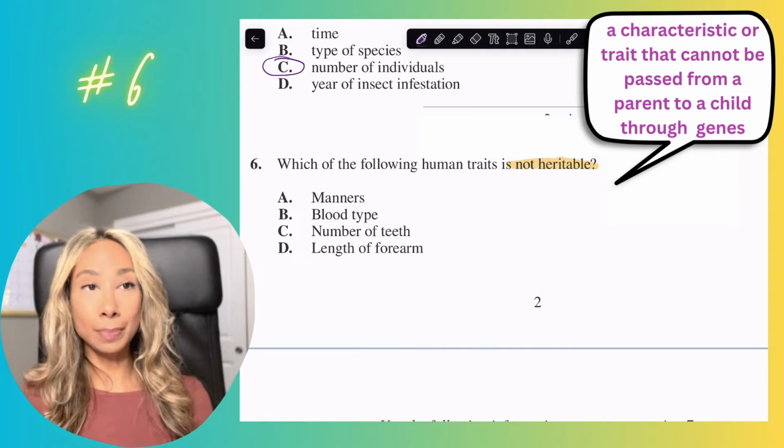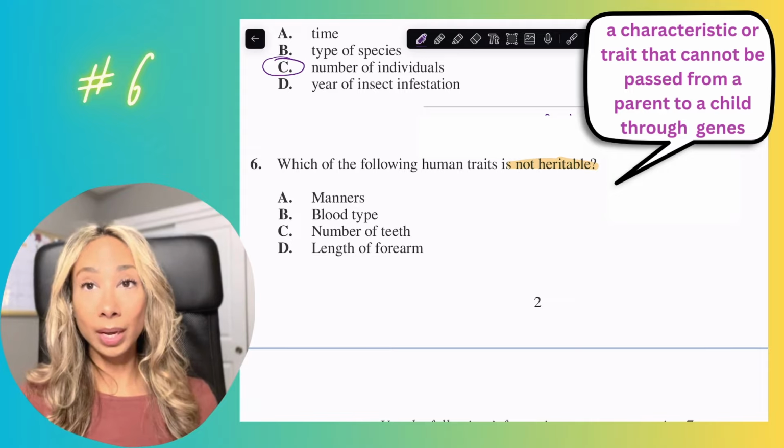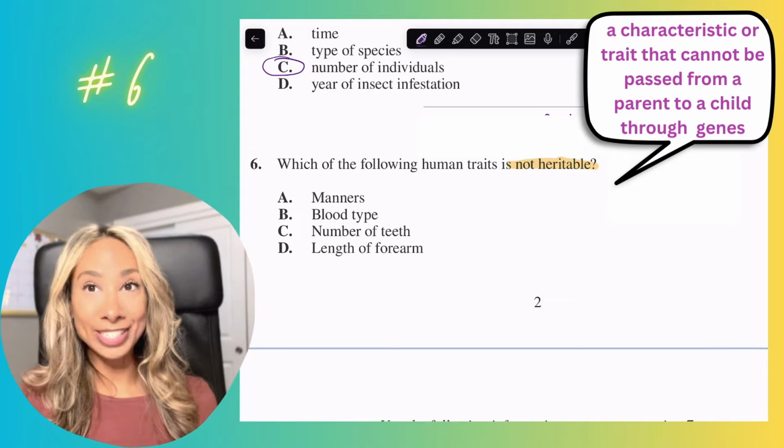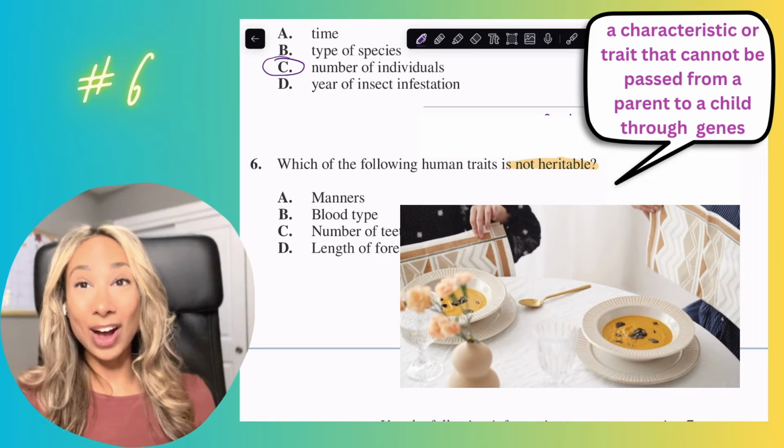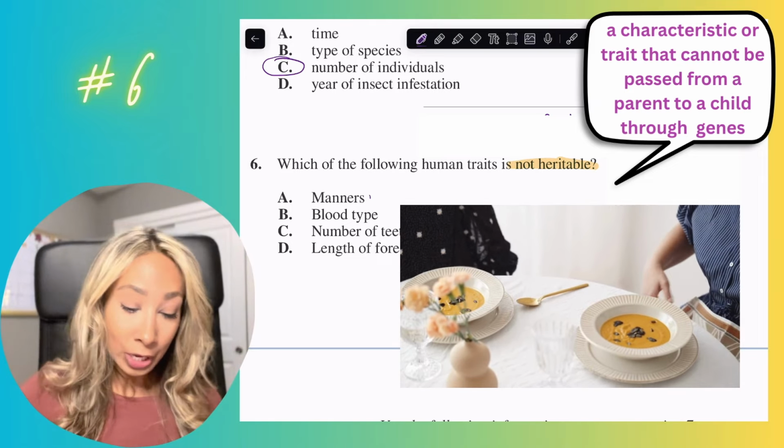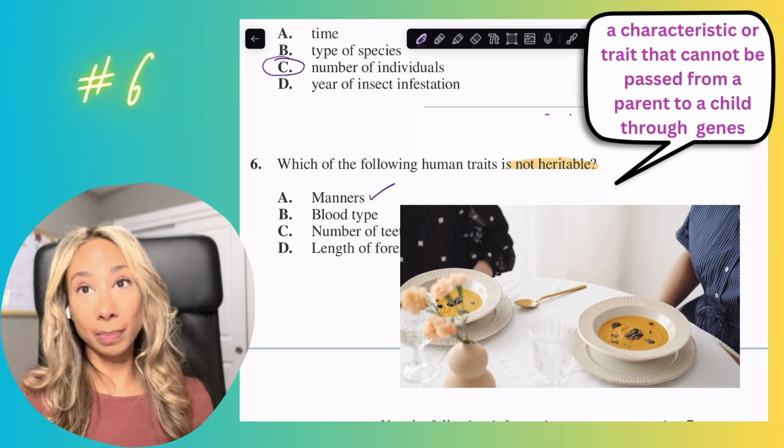So the first option is manners. Having good manners, or even bad manners for that matter, is often something that you learn from your environment. So this one looks like a pretty good option, but let's double check the rest.